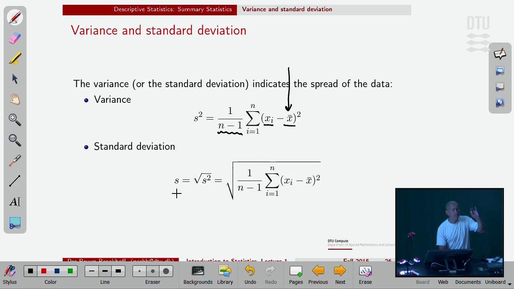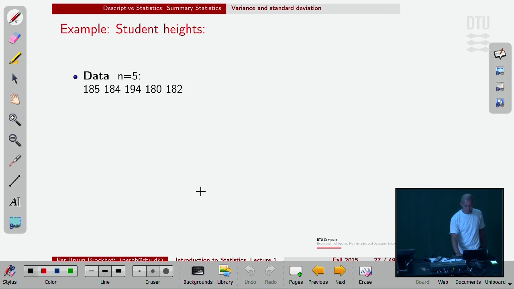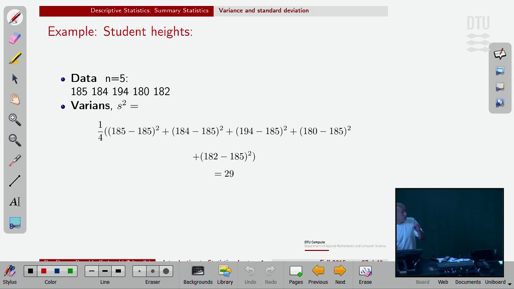Standard deviation is the square root of the variance. That is back to the original scale. So the standard deviation is the real interpretable number here. Let's look at it. Student heights, the same numbers as before. The mean was 185. I take each individual number and compare it with 185. I square them, so pluses and minuses become the same in a way, right? Plus one is the same as minus one. I average by four, not by five. We've talked about that one.